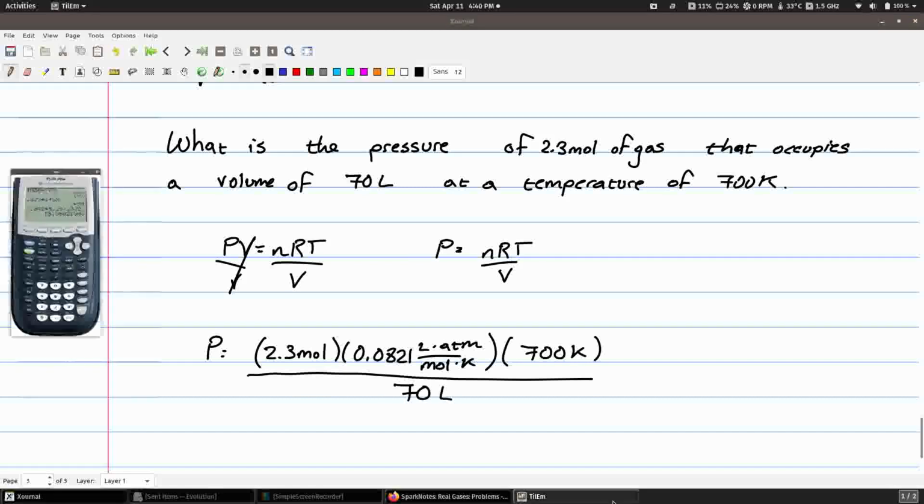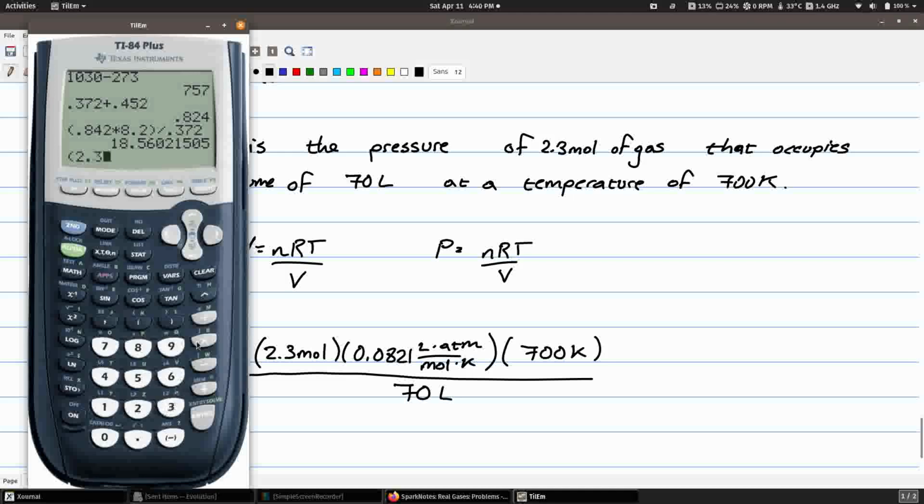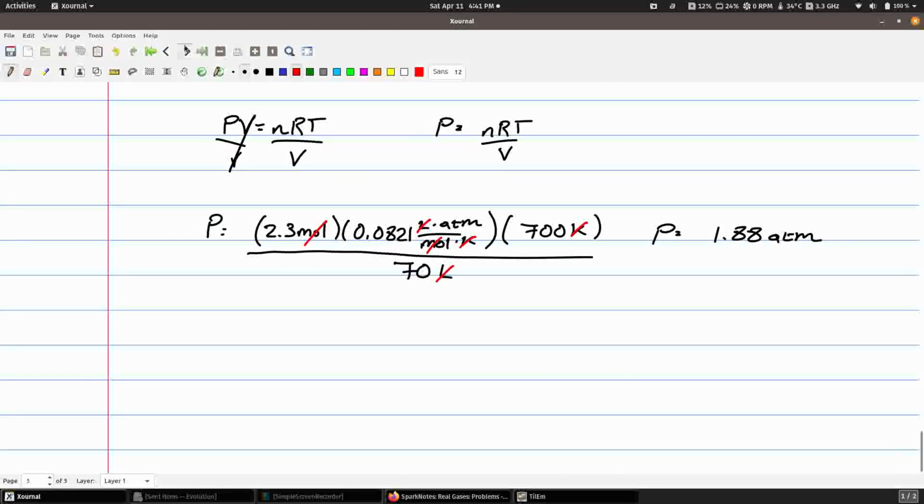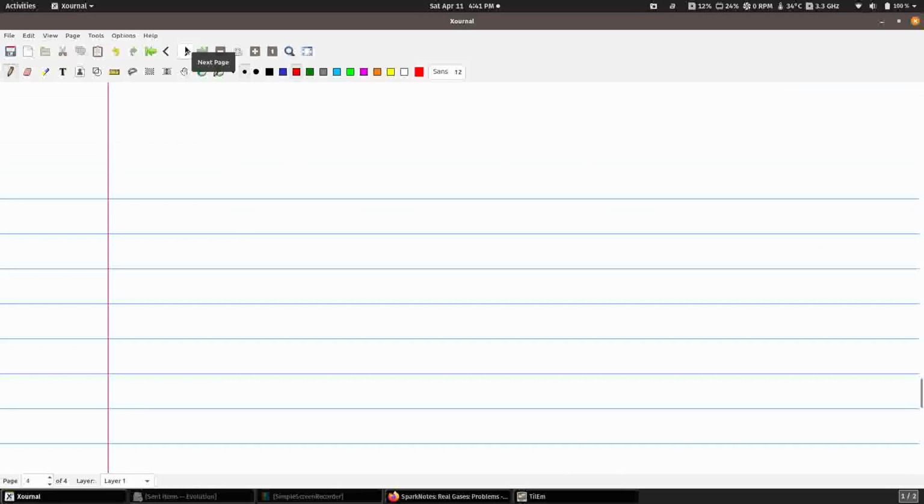So let's plug this in. 2.3 times 0.0821 times 700 divided by 70. So the pressure of this gas would be about 1.88 atmospheres. And the reason it's in atmospheres is the moles cancel, the liters cancel, and the kelvins cancel. So that was a pretty straightforward one. But on your examination, much like your quiz, I'm not going to be asking all simple ones. There's a few on there, just for time.